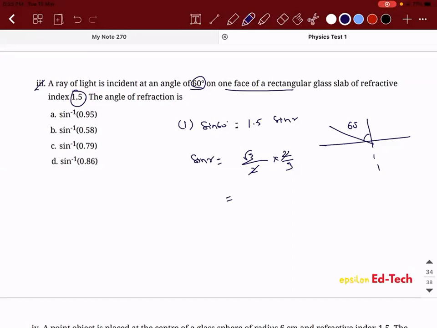Did I make any mistake? So 1.5 is going to be 3 by 2. So the left hand side is root 3 by 2, and 1.5 is 3 by 2. This goes to the other side as 2 by 3. This and this will get cancelled. Root 3 is 1.732 divided by 3. How much is it? 0.58 something. This will be the answer. So r is sine inverse of 0.58.